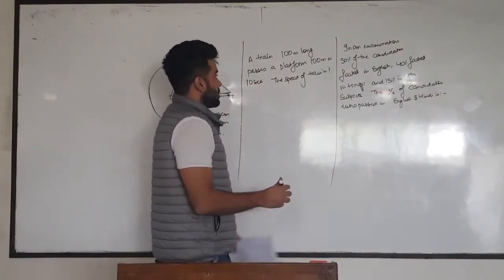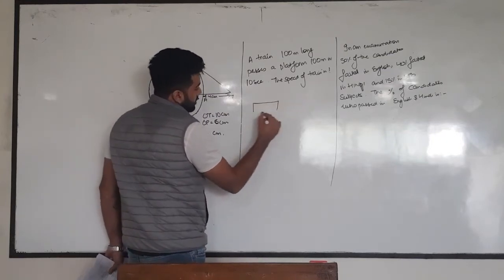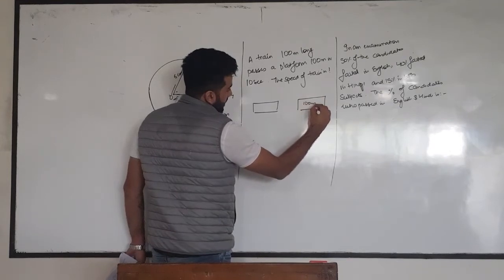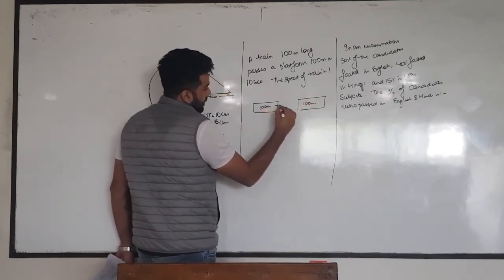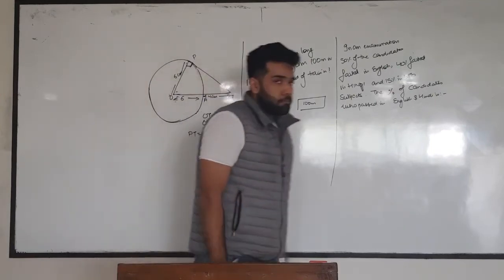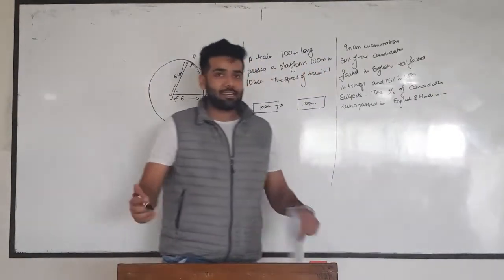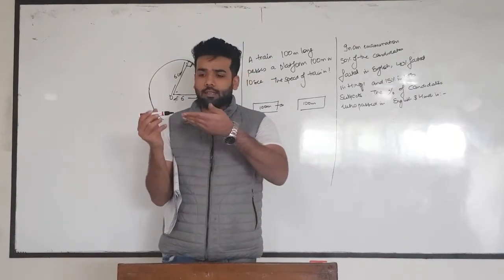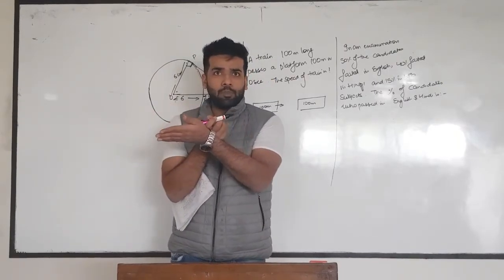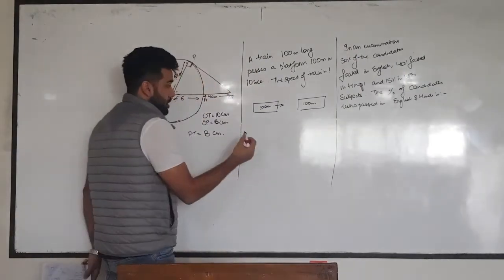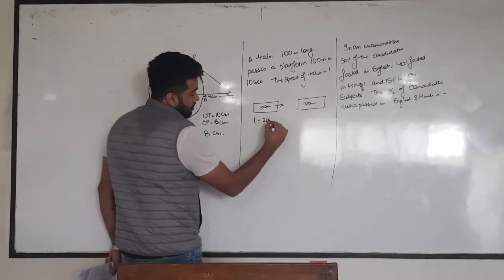Moving to the next question. A train 100 meters long passes a platform which is also 100 meters. Find the speed of the train in kilometers per hour. Now when the train passes the platform, say for example, this is my train and this is the platform it has to pass. It starts from here, ends here. That is the length of the platform plus the length of the train. So together the length comes out to be 200 meters.